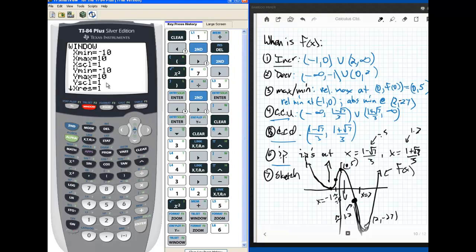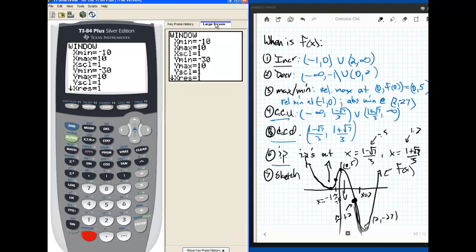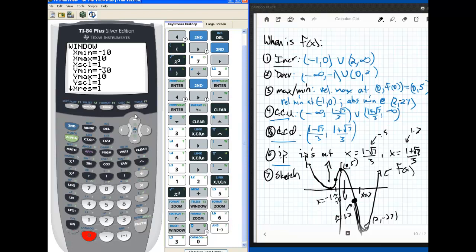How about let's tweak my window so that my y min is -30. So -30. And let's see that guy. Whoops. I want to see this guy. Grab it. All right. Look at that. That's great. We did a good job.